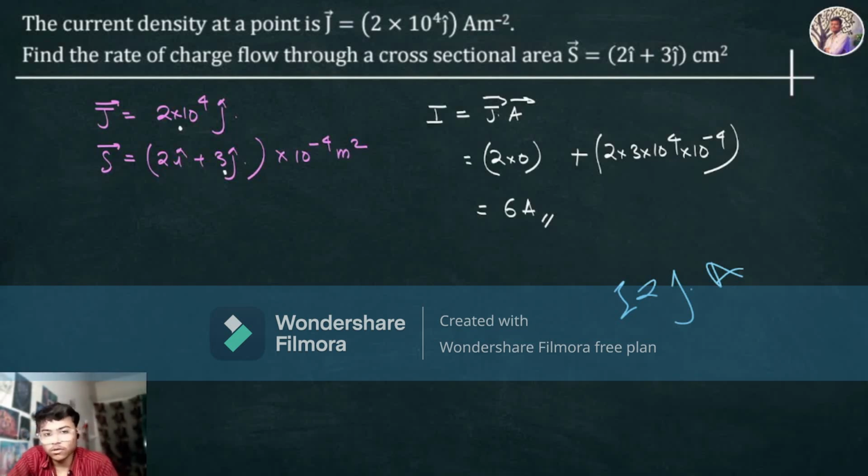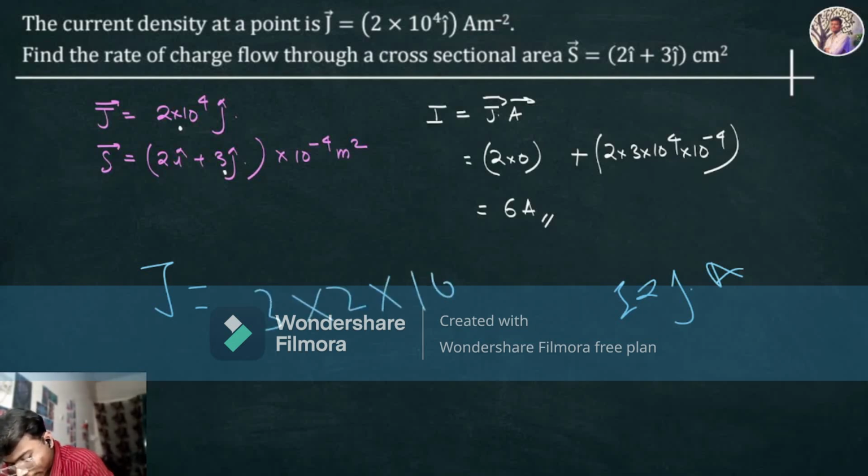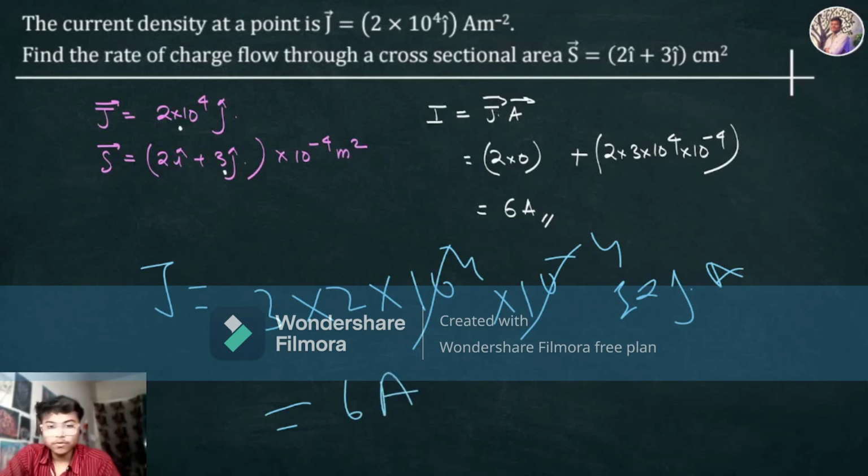Okay, so we will find the current. I'm solving this. Since J is given, we directly multiply the j-th factor of it. So 3 into 2 into 10 to the power 4 into 10 to the power minus 4. So this will be gone, and only 6 ampere will be the answer.